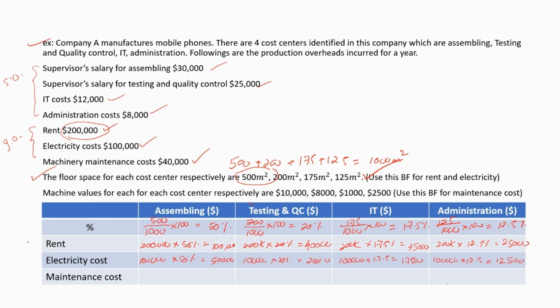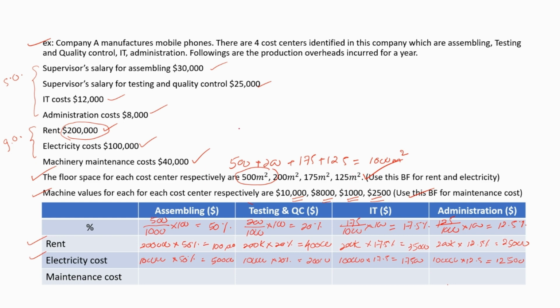So now we're done with the rent and the electricity cost. In order to calculate the apportioned maintenance cost, they have given another base factor, which is this. Machine values for each cost center respectively are 10,000, 8,000, 1,000, 2,500. Use this as the base factor for maintenance cost. So these are essentially the cost of machinery of each cost center. Using this base factor, we have to calculate the apportioned machine cost.